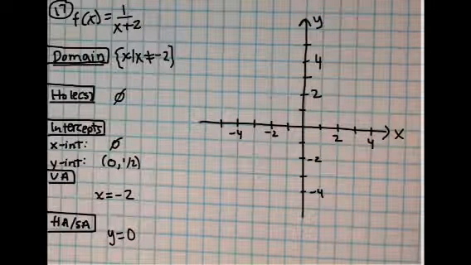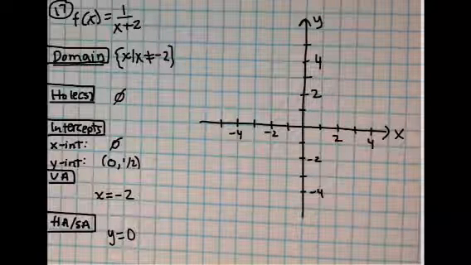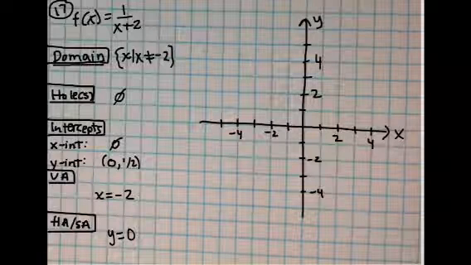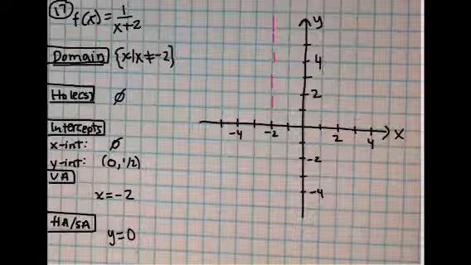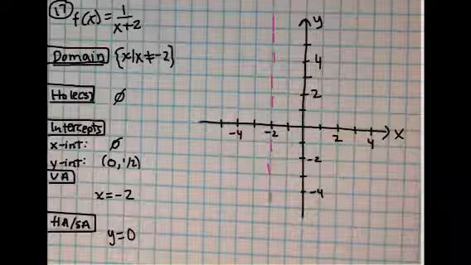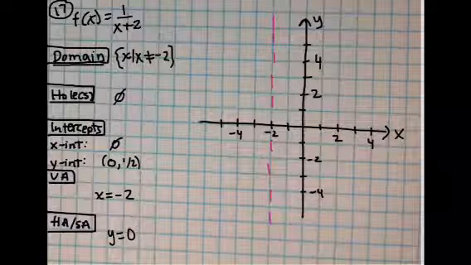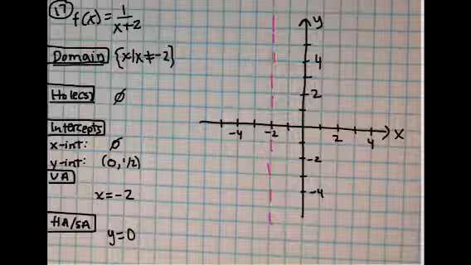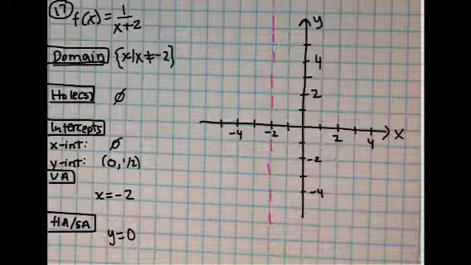Alright, so I've set up the x and y coordinate plane, and the first thing we're going to sketch or draw are any asymptotes. So x equals -2. Remember, these are dashed lines, and they're there to guide us when we graph it by hand. And the horizontal asymptote is y equals 0.